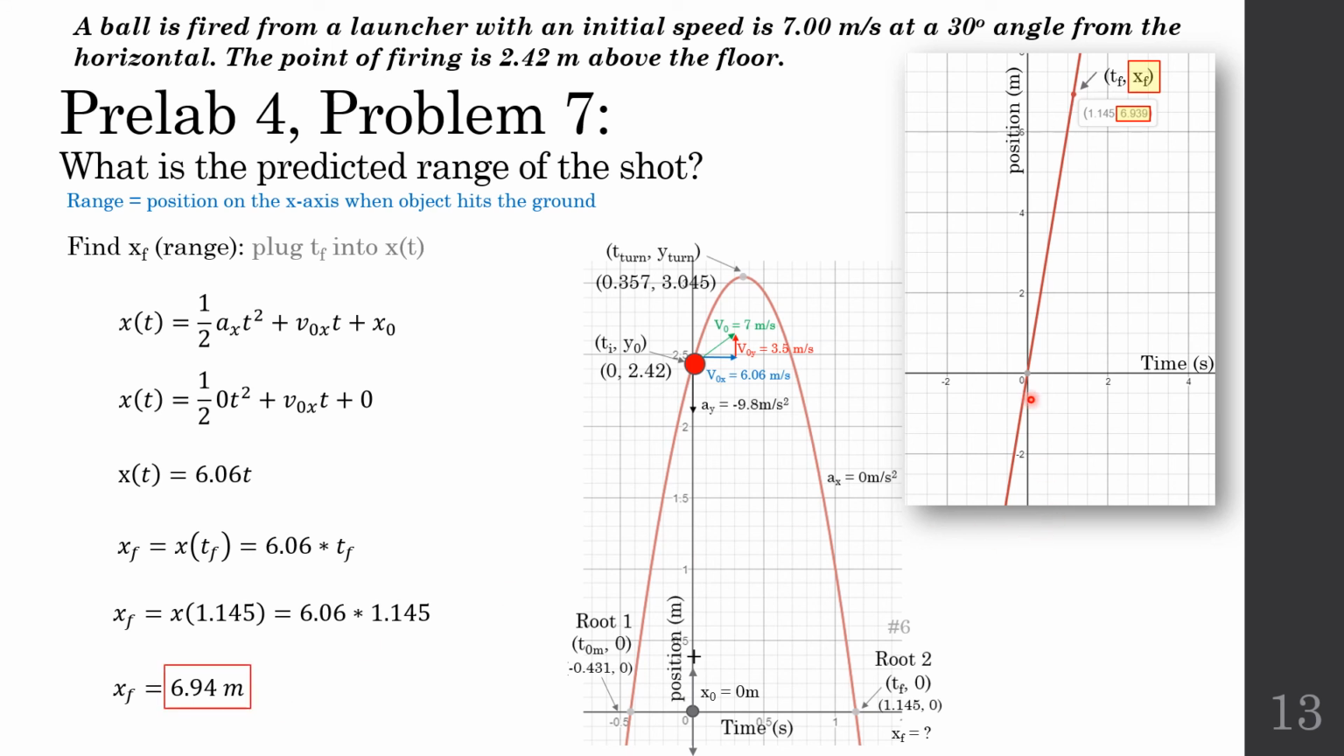Then you can see over here where we graphed our x of t equation, which is 6.06 times t. It's obviously a linear equation. And you can see up here at the time 1.145, we have the range 6.939, or rounded off, 6.94.